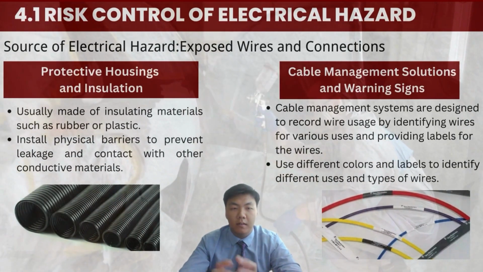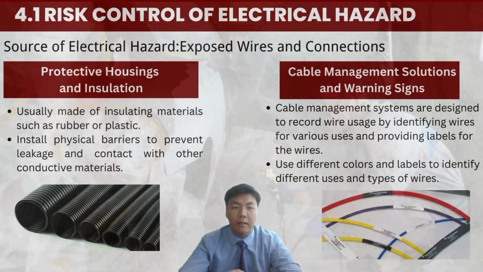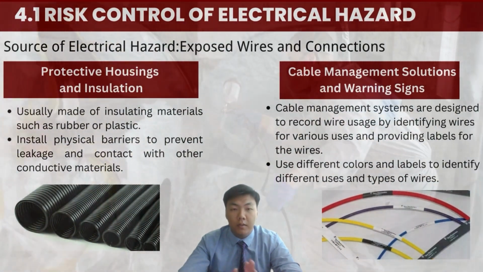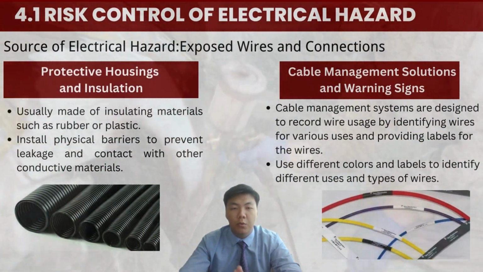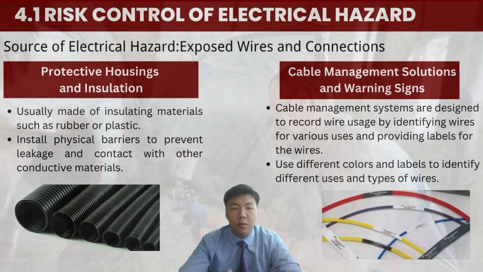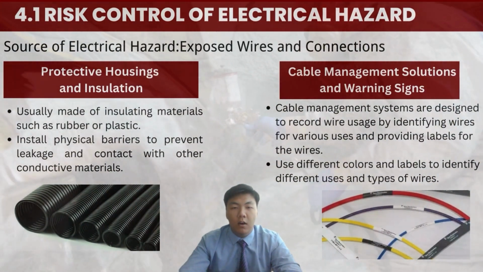My trade number is 274 and for today I will introduce the first three hazard control methods. The first part is about risk control of electrical hazard. Based on the risk assessment, the first electrical hazard is from exposed wires and connections. So we suggest the repair center install protective hosing and insulation.